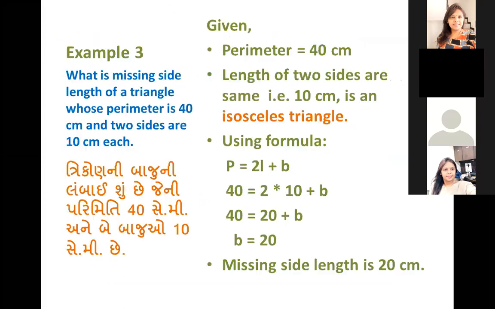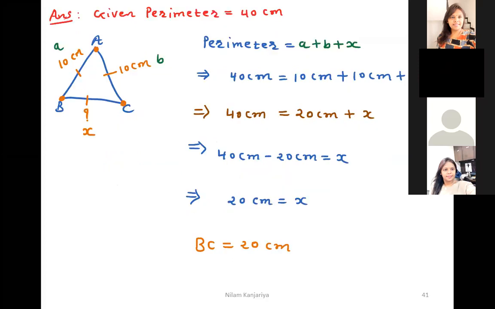So your question is to find the missing side whose perimeter is 40 centimeter and two sides are 10 centimeter. In the question it is given that a triangle whose any two sides is 10 centimeter and the perimeter is 40.